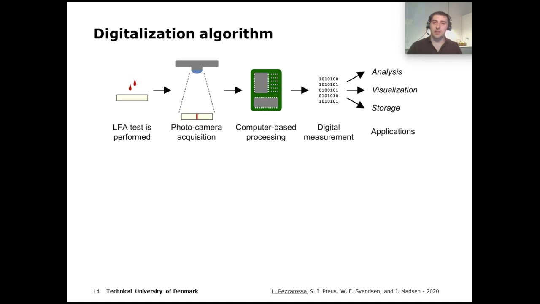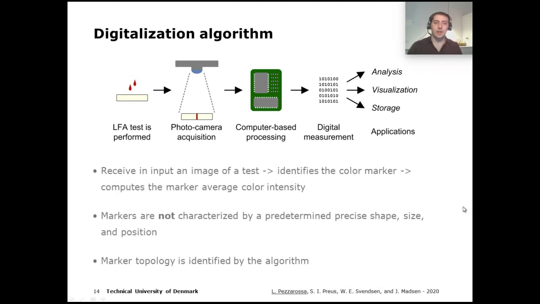Just to summarize, here you can see the steps. At first, the LFA, lateral flow assay, test is performed. A picture of it is taken. Then we have our algorithm running on a computer-based system, and we get out a digital measurement, which, as said at the beginning, can be used for analysis, visualization, and storage. Now, our algorithm receives in input an image, identifies the color marker in the image, and then computes the marker average color intensities. The markers are not characterized by a precise shape, size, and position because this topology information is identified by the algorithm itself.